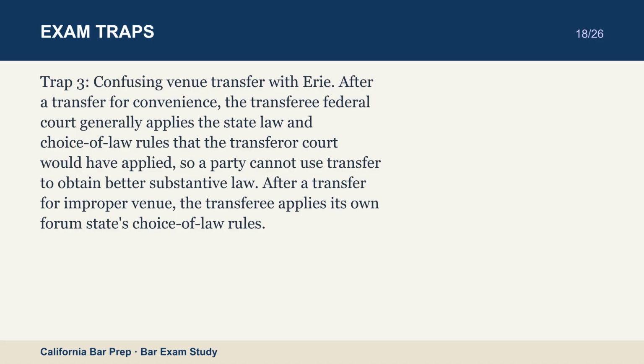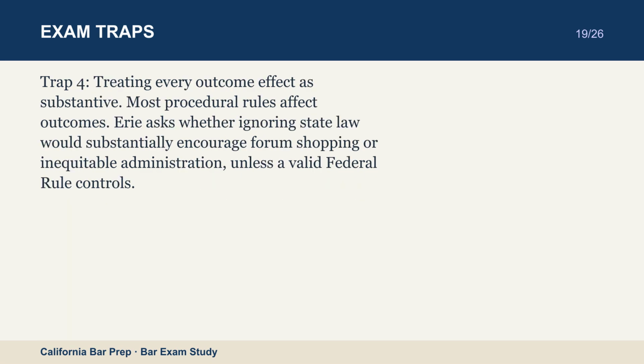Trap 4: Treating every outcome effect as substantive. Most procedural rules affect outcomes. Erie asks whether ignoring state law would substantially encourage forum shopping or inequitable administration, unless a valid federal rule controls.